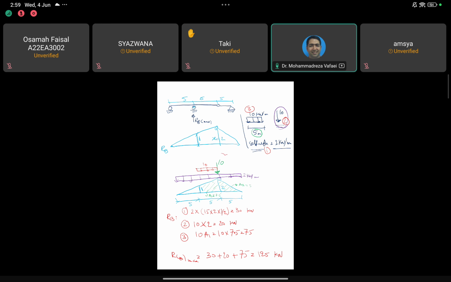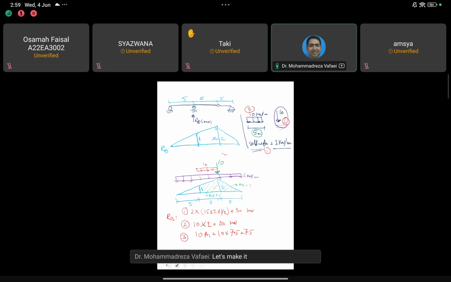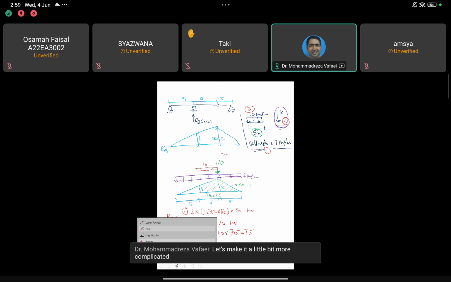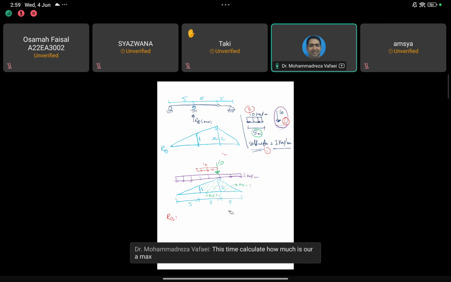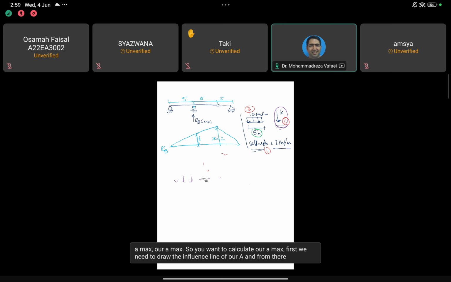Okay, let's make it a little bit more complicated and see if we can this time calculate how much RA max is. If you want to calculate RA max, first we need to draw the influence line of RA, and from there we can decide on the location of the loads and see where is the best place to put our load.